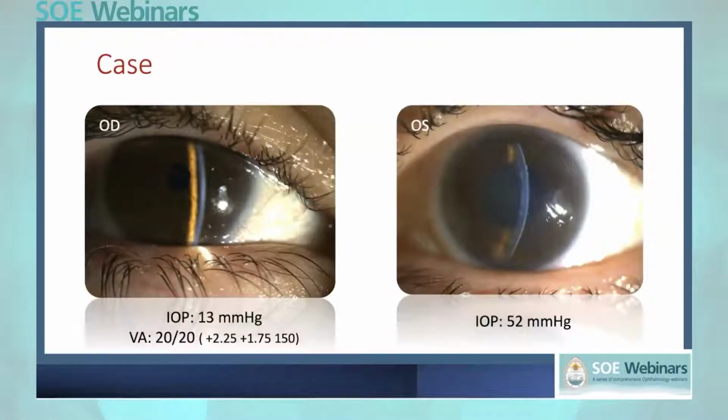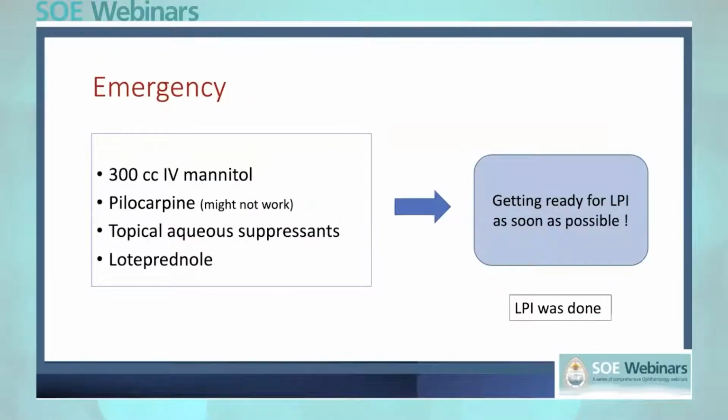As you see here in her left eye, she has severe corneal edema, shallow AC, and the pupil was mid-dilated, and intraocular pressure was 52 millimeters of mercury. In the right eye, AC was shallow too. With this clinical picture, the patient was considered as primary angle closure glaucoma. IV Mannitol was given, and we put her on Pilo along with aqueous suppressants and steroids to make the eye ready for LPI. And then LPI was done.